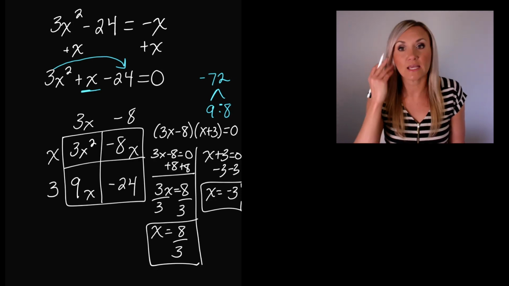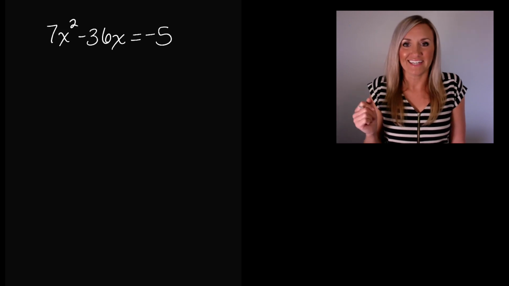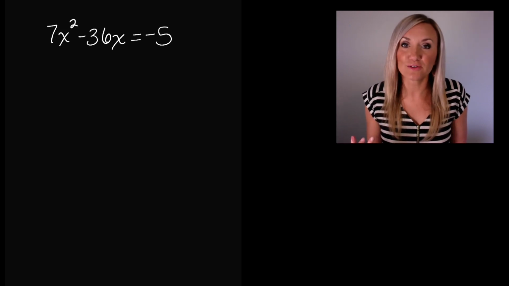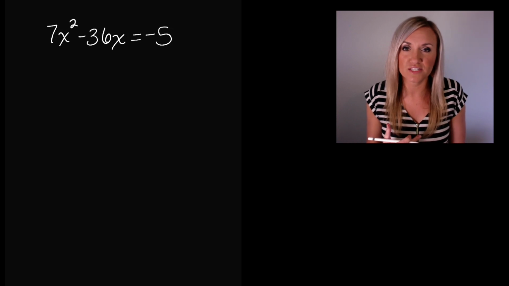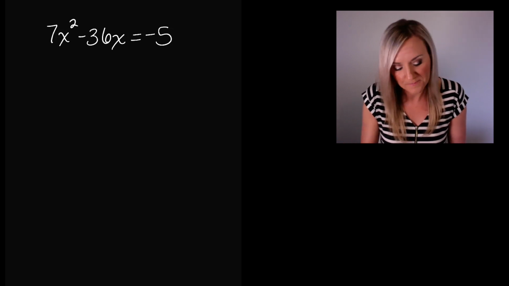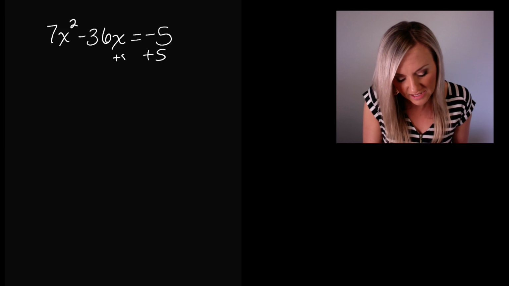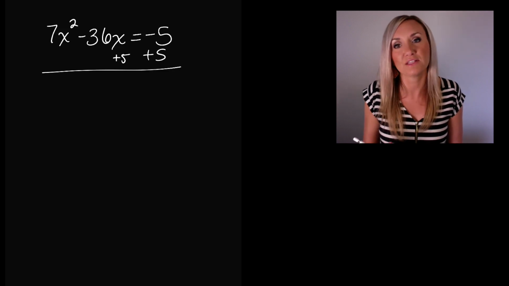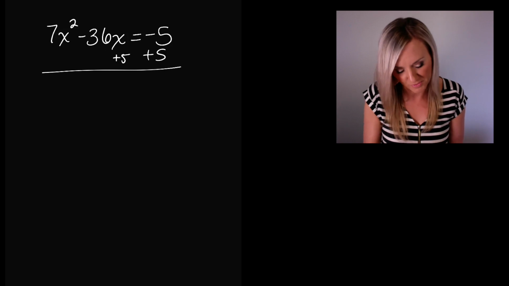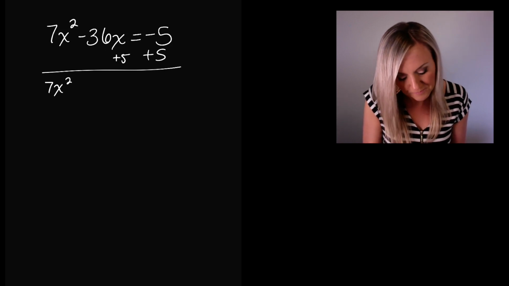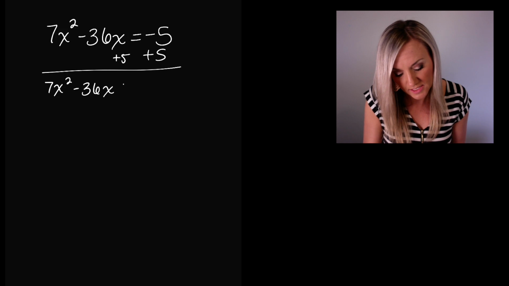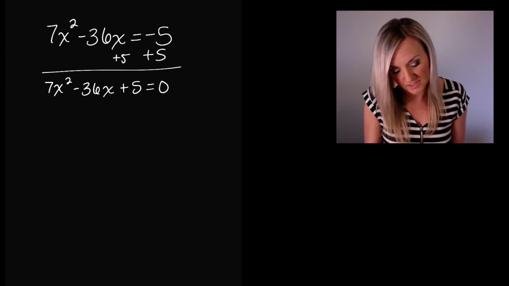Example number 2. Let's say 7x squared, subtract 36x, and make it equal a negative 5. Hopefully you noticed right away that you should be adding the 5 to the other side so we can write our equation in standard form. Because 5 is the constant and has no variable with it, we're going to write it last and then equal 0. So we have 7x squared, subtract 36x, plus 5 equals 0.